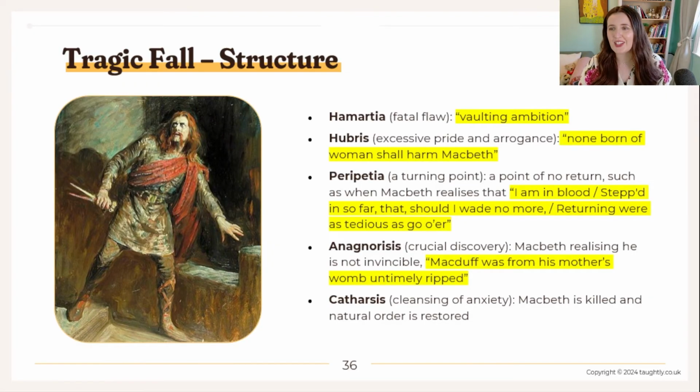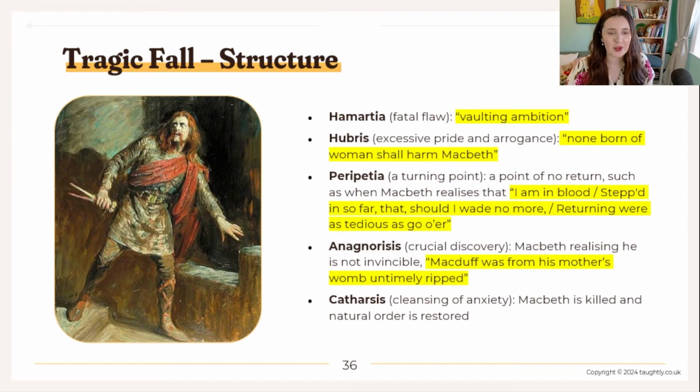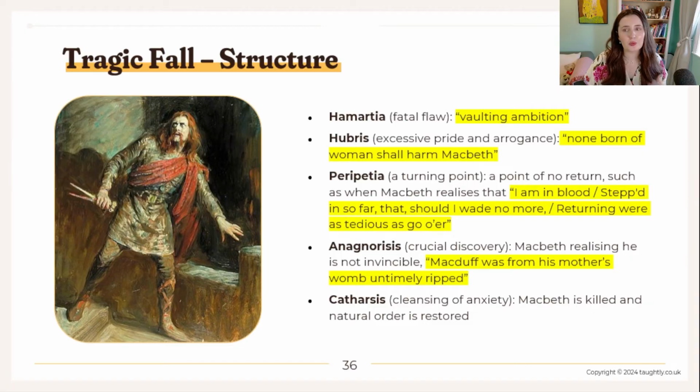In other words, sometimes I like to explain it as, in the tragedy, the point where you cry and then you feel better afterwards because you've had a cry. Call it emotional purging. So by the end of the play, when Macbeth is killed and the natural order is restored, we as an audience should experience some catharsis.